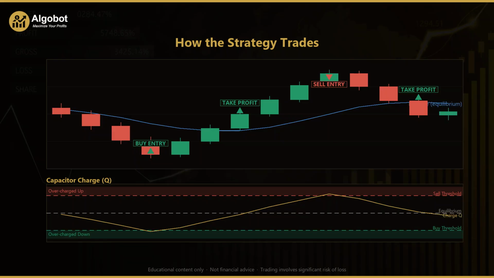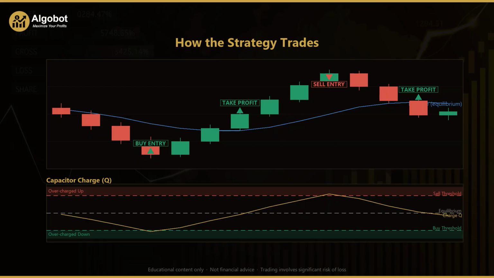And once more, price reverts. The candles roll over into red and slide back down toward the baseline. As they do, the charge discharges again. The gold line falls out of the red zone and heads back toward 0. By the 13th candle, price has come back down into its equilibrium and reaches the lower take-profit target, closing the short trade. Step back, and you can see the rhythm the whole strategy is built around.